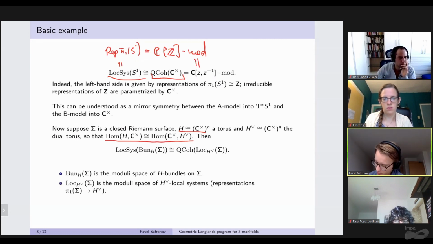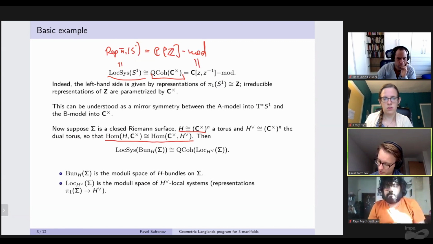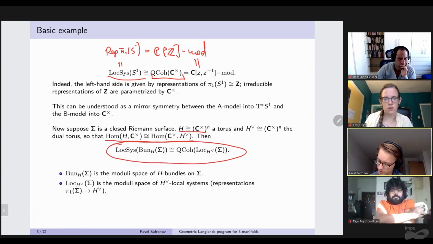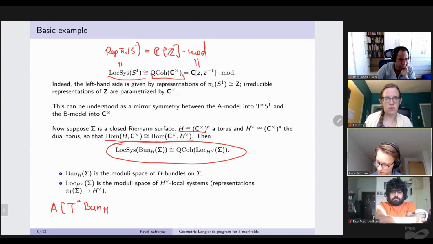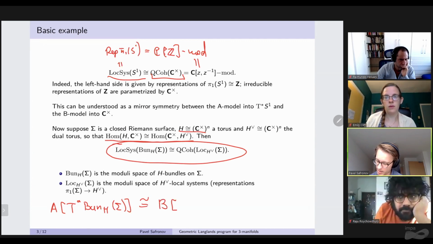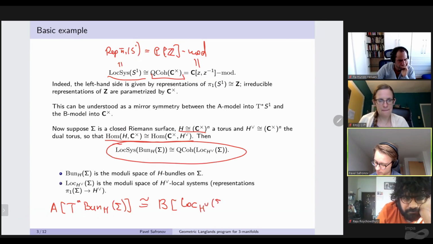Right. So the point is that this bottom equivalence is a generalization of the top equivalence. And again, you can think of this bottom equivalence as a mirror symmetry between the A model into the cotangent bundle of the moduli space of H bundles, and the B model into the moduli space of flat connections for the dual torus.